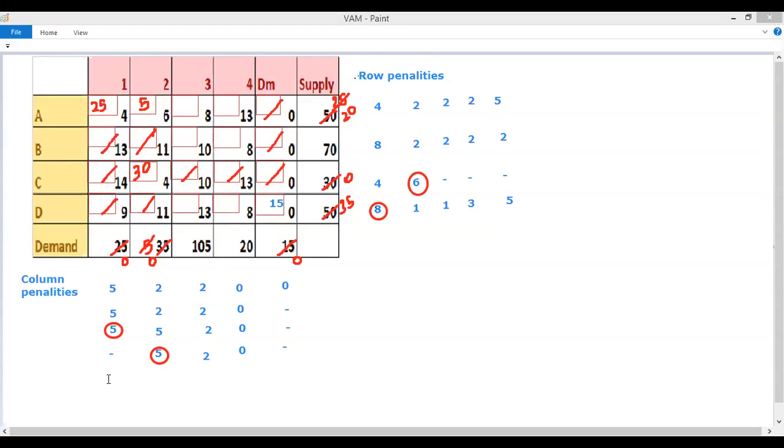And when you consider here, we don't have to compute the penalty. Again here also we don't have to compute. Here the penalty is again 2.